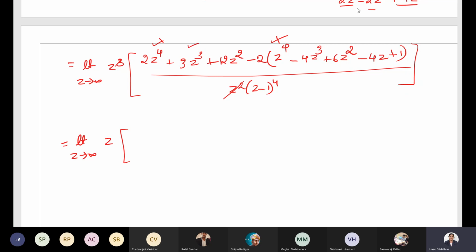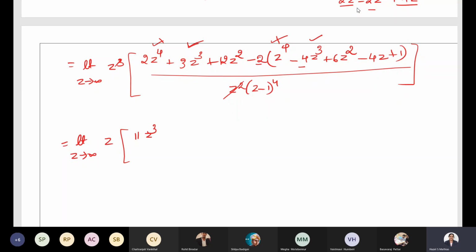3Z cube minus 2 into minus 4Z cube. So minus into minus is plus. 3 plus 8 is 11Z cube. Here 3Z cube and here 8Z cube. 4 2s are 8. Minus of minus is plus. 8 plus 3 is 11Z cube.